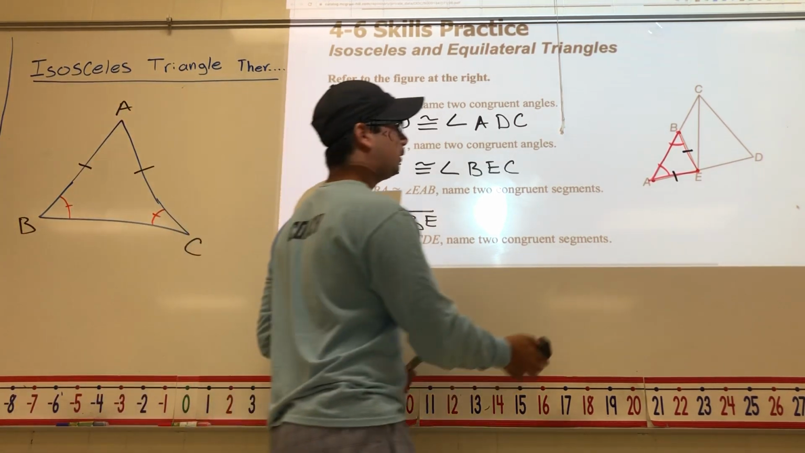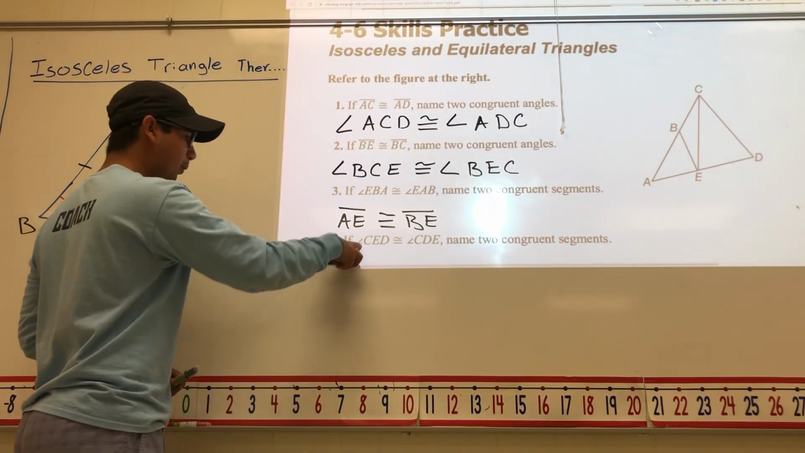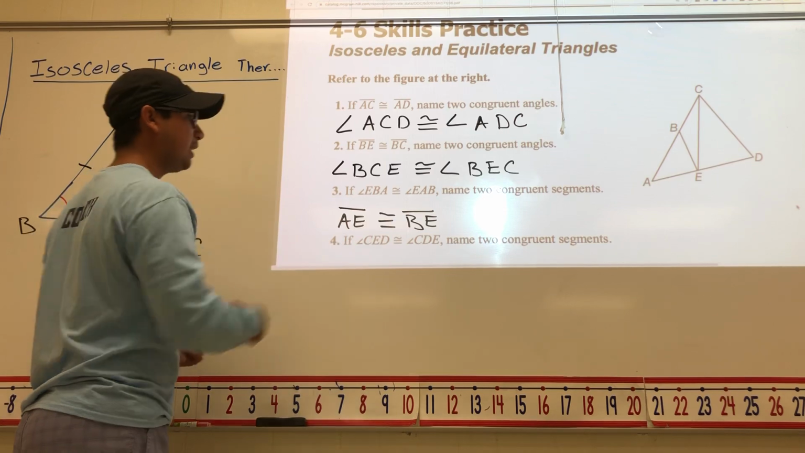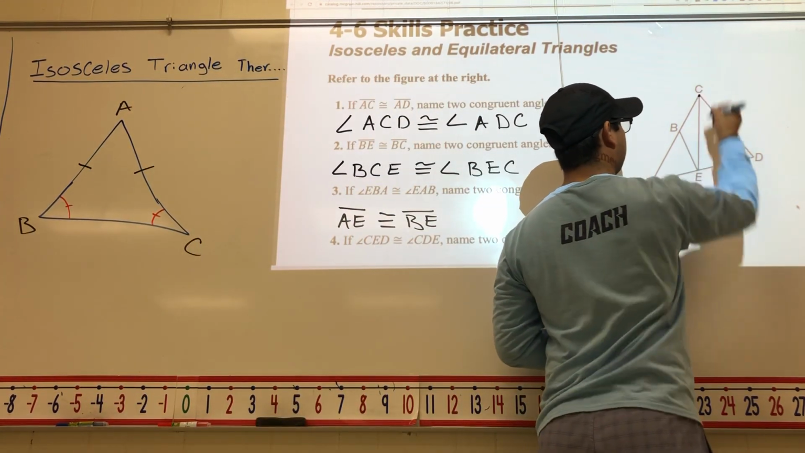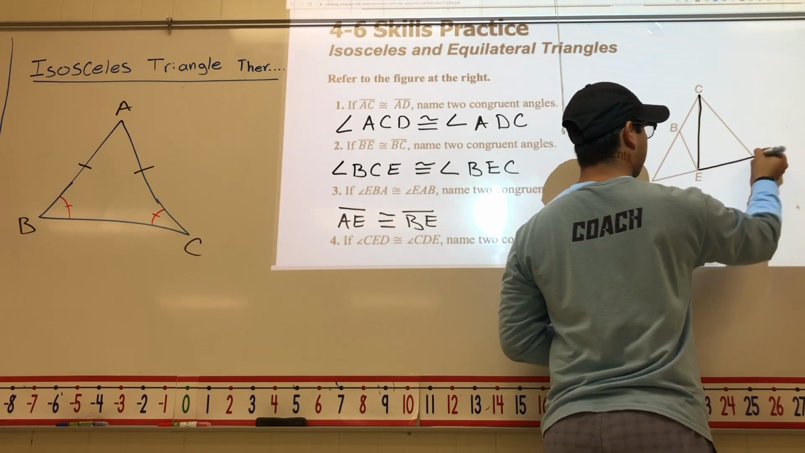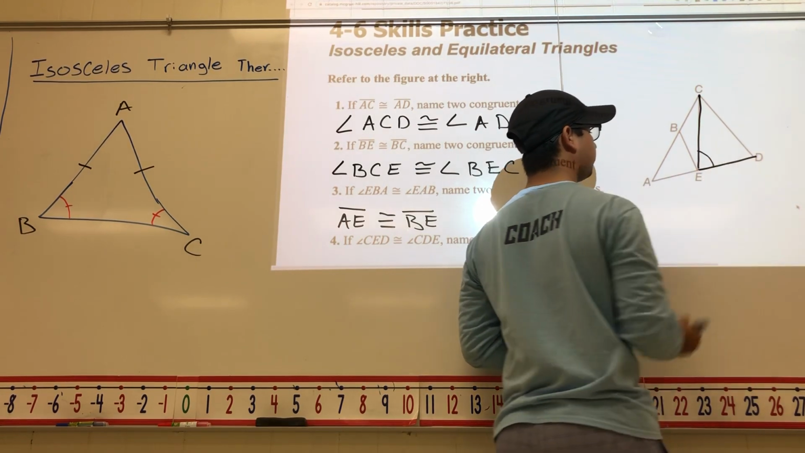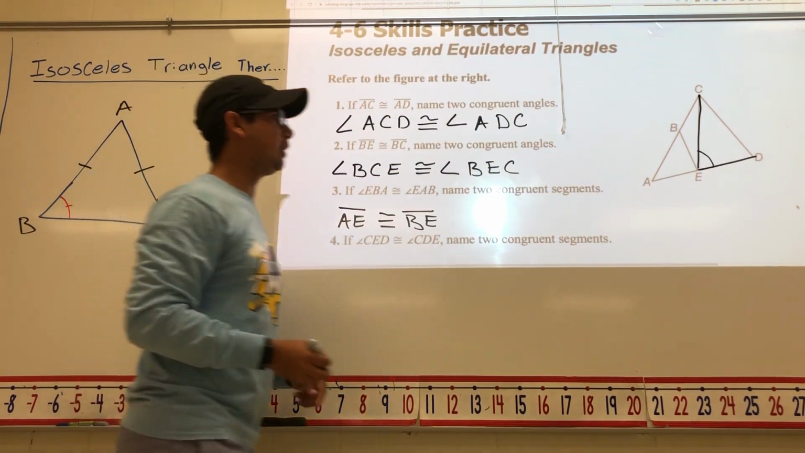Now the last one, very simple. We have angle CED. Angle CED, so it's this angle right here. C, E, and D. It's this angle right here. To angle CDE.